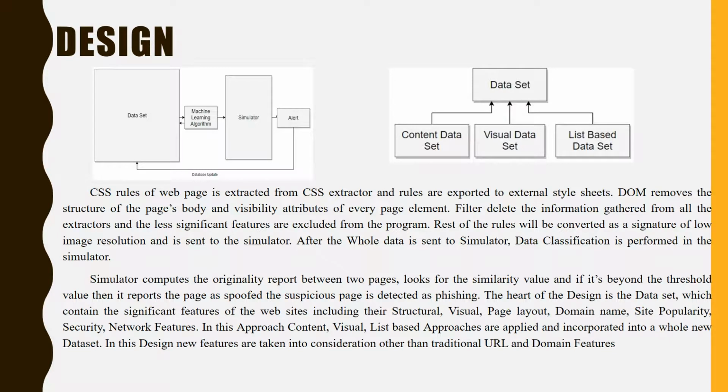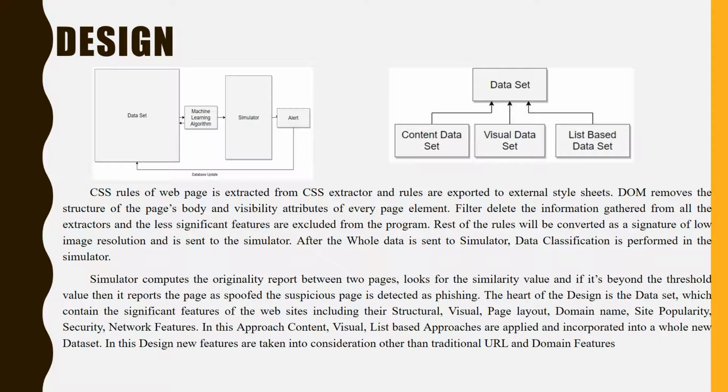For example, CSS rules of the web page are extracted by the CSS extractor, and the rules are exported to external style sheets. DOM extracts the structure of pages, body, and visibility attributes of every page element. The filter deletes the information gathered from all the extractors, and the less significant features are excluded from the program. The rest of the rules will be converted into a signature of a low image resolution and sent to the simulator using all the machine learning algorithms. After the whole data is sent to the simulator, the data classification is performed in the simulator.